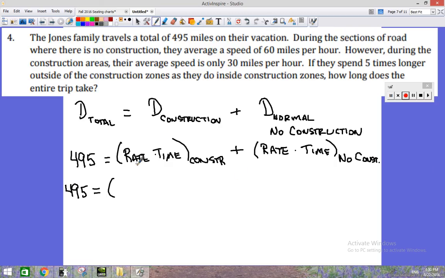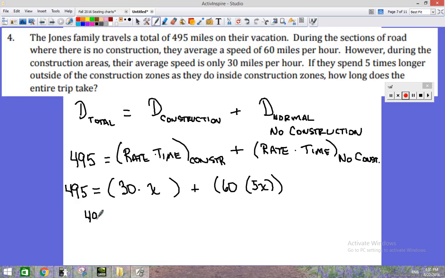So through the construction, their rate was slowed down. It was 30 miles per hour. But when there was no construction, they doubled that speed. Boy, they went 60 miles per hour. They spent 5 times longer outside of the construction. So if we let X be the time that was in the construction, then 5 times X, they spent 5 times longer outside of the construction. So one equation and one unknown, and we have to solve this.